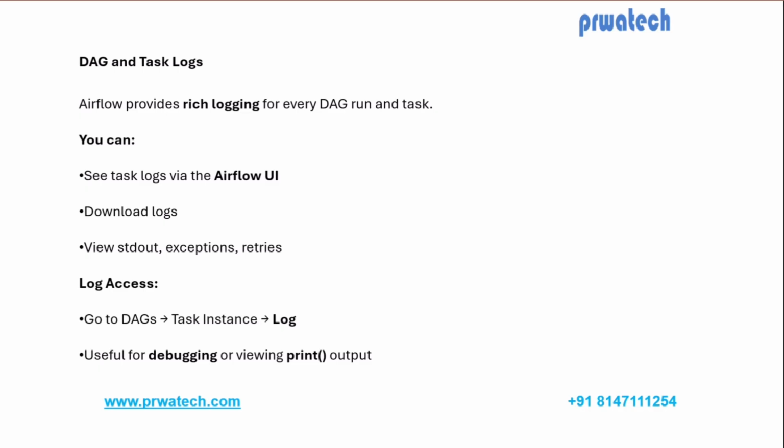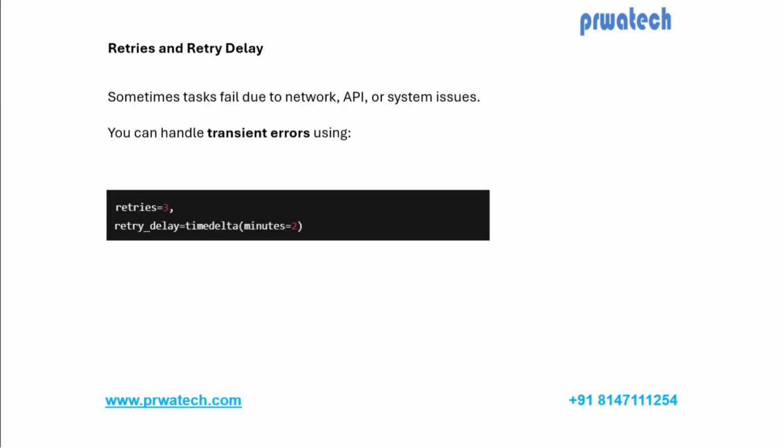Let's move to the next, retries and retry delay. Sometimes tasks fail due to network, API, or system issues. You can handle transient errors using retries, with a retry delay of 2 minutes. We have already seen this in practicals.